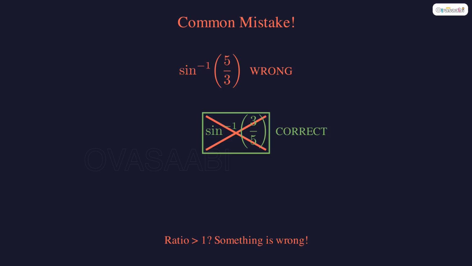Common mistake. Students often put the hypotenuse on top. Remember, sine is opposite over hypotenuse. The hypotenuse is always the denominator. If your ratio is greater than 1, something is wrong.